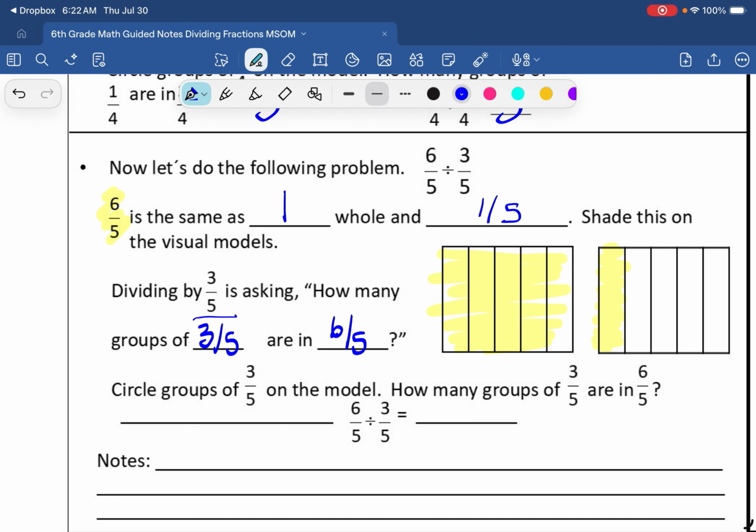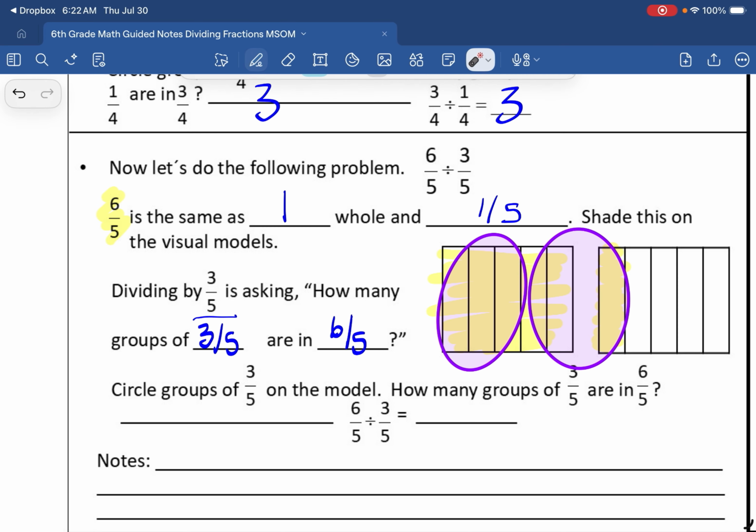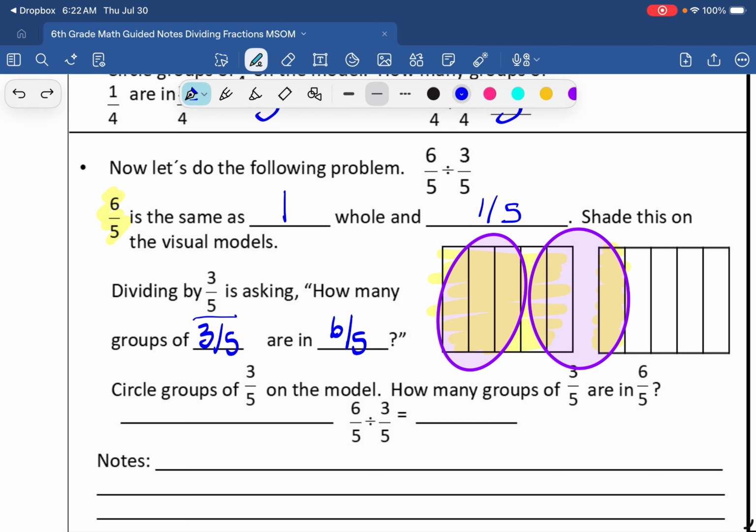So let's circle groups of 3/5 on the model. So here is one group of 3/5, and here is another group of 3/5. How many groups of 3/5 are on the model? There are 2 groups of 3/5 on the model. Therefore, 6/5 divided by 3/5 is 2.